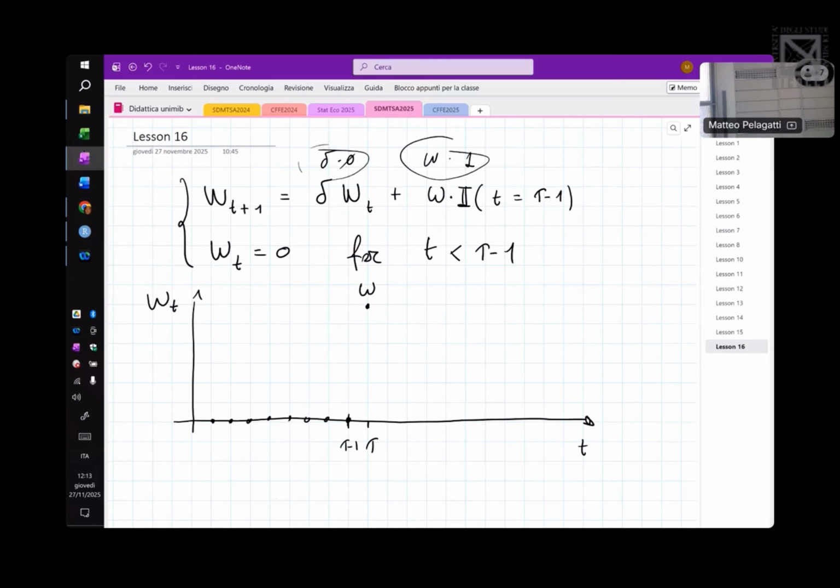Let's go one step farther. Let's go to tau plus 1. Well, this goes back to 0, so this effect goes to 0. But then we have delta that multiplies omega, the previous one, which is omega. So we have like here delta times omega. Then you get to the next time, and we have delta that multiplies the previous one. The previous one is delta omega, so we have like delta square omega.